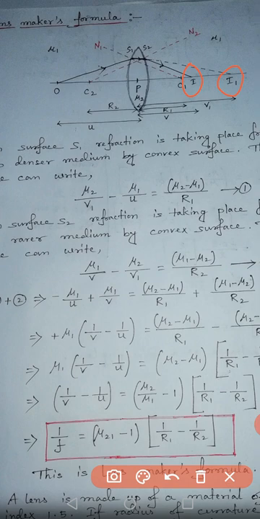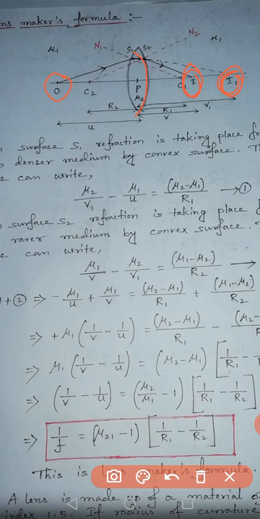So we can think of it in this way: when the S2 surface is in existence, I1 behaves like an object for the S2 surface, and its final image is formed at I. Remember, when we considered only the S1 surface, the object is O and the image is I1.